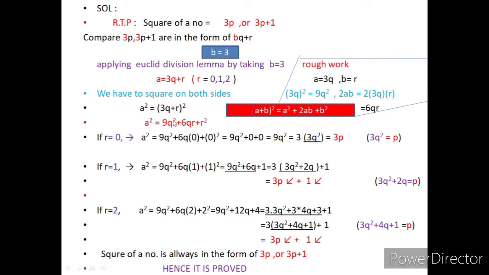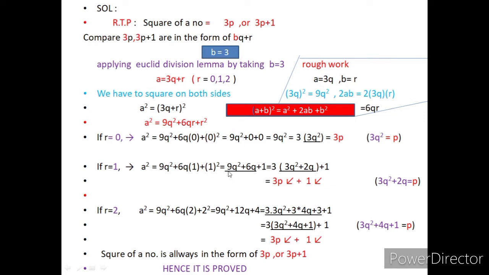If you substitute r = 1 in this equation, you will get a² = 9q² + 6q as it is. You will write r as 1, then plus here also write 1, then go to calculation. This 9q² keep as it is, and this 6q into 1 is nothing but 6q. Here 1 square is nothing but 1.